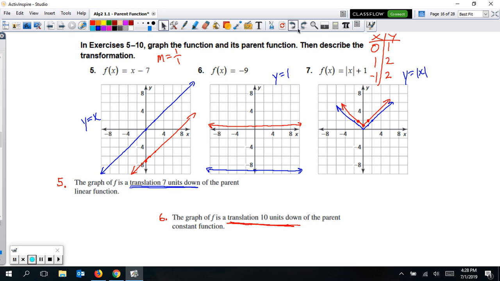So as far as this one, the translation, again, we're going to use that translation word. It's translation 1 unit up. So make sure you write that down for this one. It's absolute value function, translation 1 unit up from the parent function.